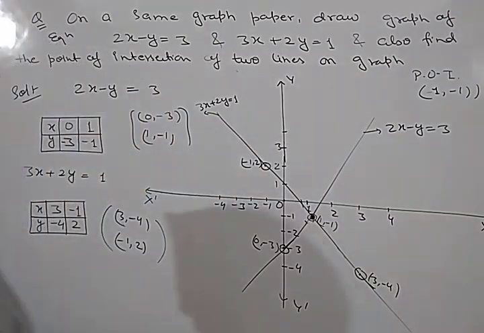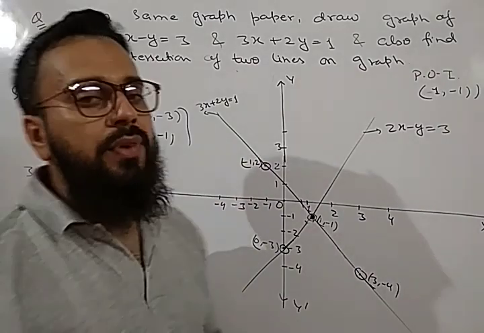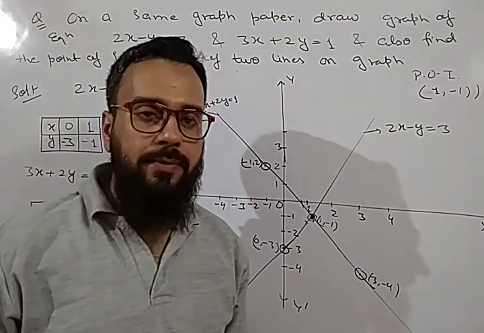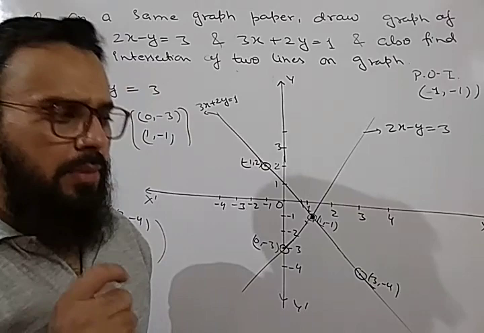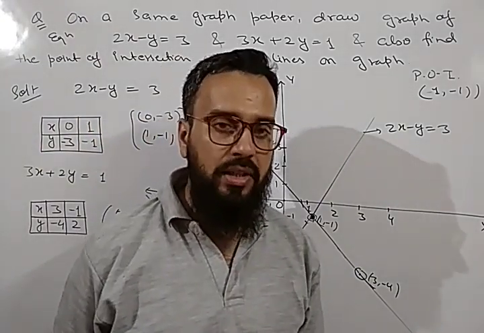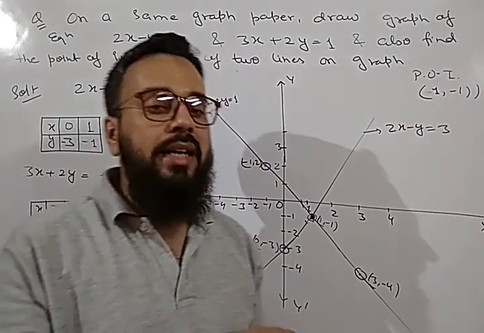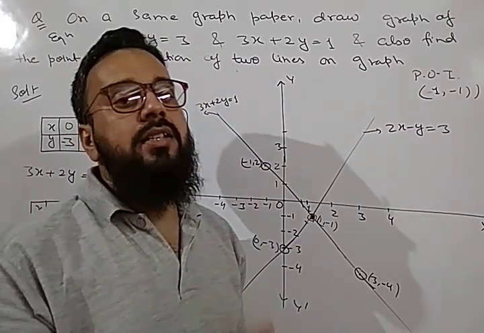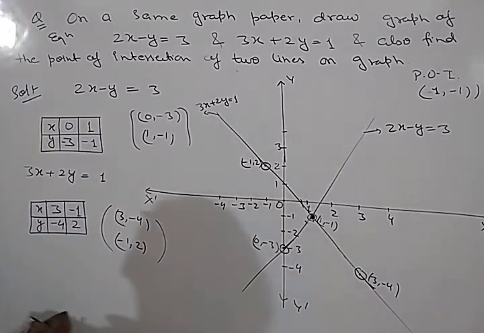Now there is one more important thing. We have already discussed that the graph of a linear equation is always a straight line. Some students ask the question why there are infinite solutions of a linear equation in 2 variables. So we can explain that infinite solution from this graph also. Have you noted down? Note it down first.